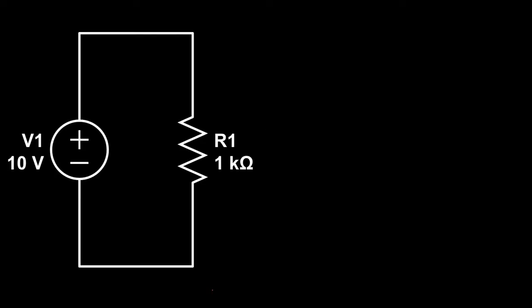In KVL, the main concept to consider is that when moving around a closed loop, the sum of voltage rises is equal to the sum of all voltage drops. The direction of movement does not matter, but by convention, a clockwise motion is usually used.